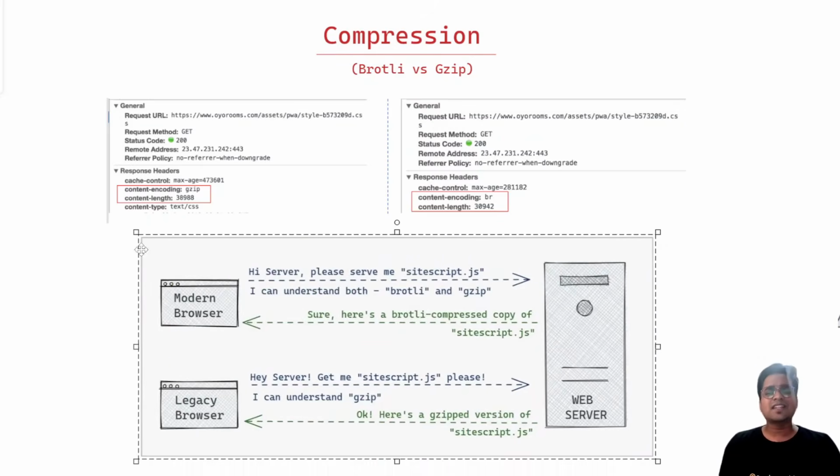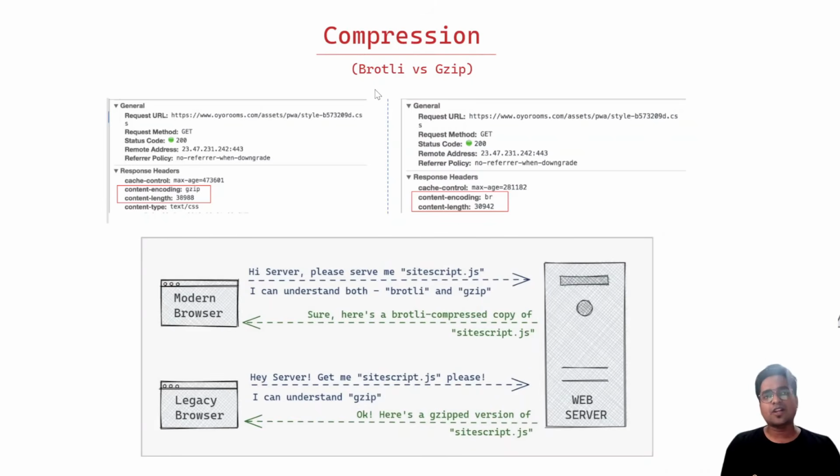Now there are still some browsers which do not understand Brotli compression. In that particular case, how can we leverage it? We can add a strategy where the browser says: hi server, please serve me any file, maybe sitescript.js, and I can understand both Brotli and gzip, right? This is what your browser says. Then in that particular case, your server is going to give you the one with Brotli compression, right?